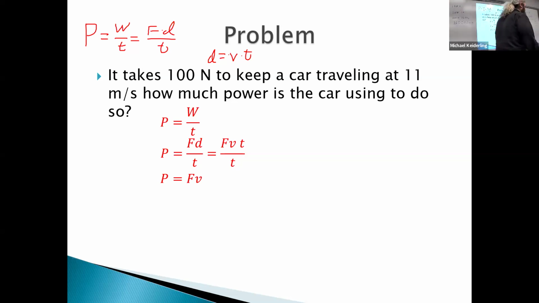But the other way you can approach this is you can say, let's say this car travels like this for a second, 100 newtons times 11 meters per second times 1 second. 11 meters per second for 1 second is 11 meters. 100 newtons times 11 meters is 1100 joules. 1100 joules divided by 1 second is 1100 watts, which is 100 newtons times 11 meters per second, or 1100 watts.